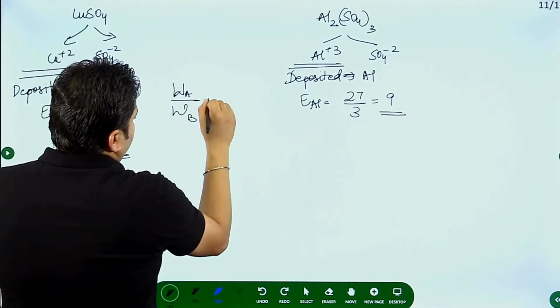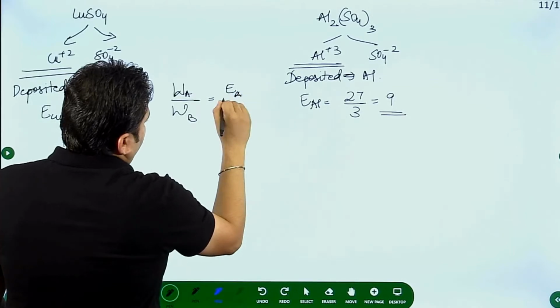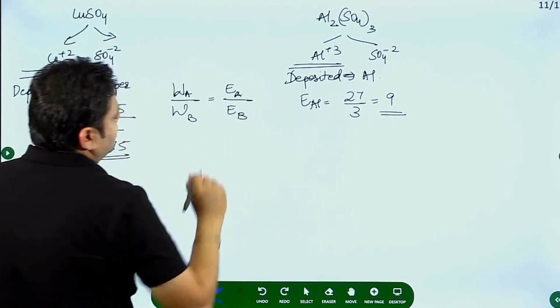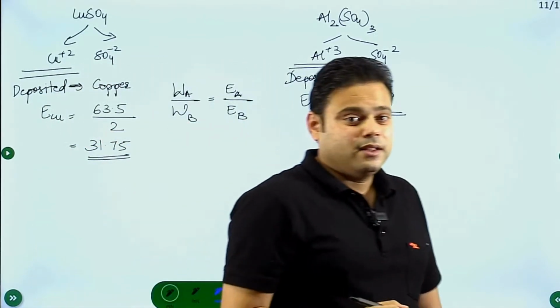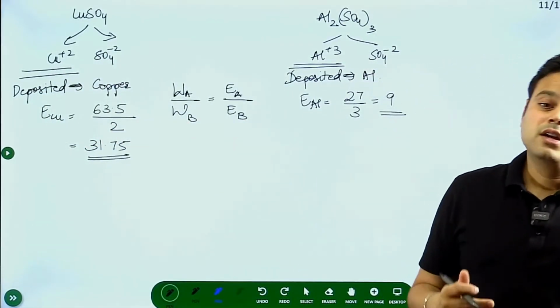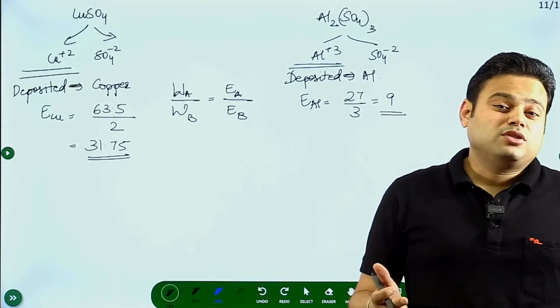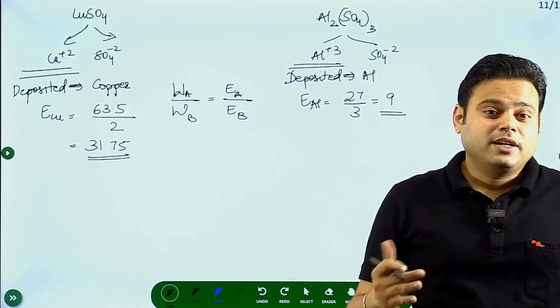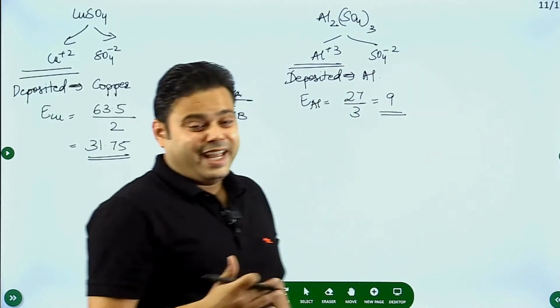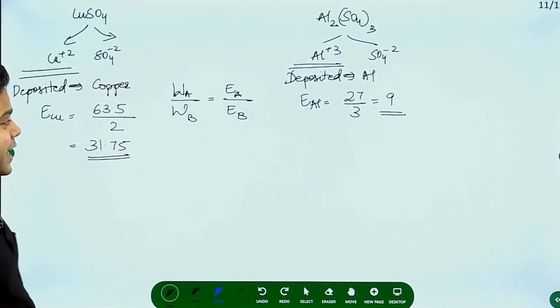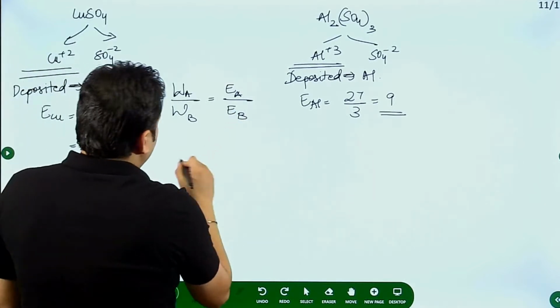WA/WB is equal to EA/EB, where WA is the weight of the substance A, that is the chemical which is going to lead to the deposition of an element. WB is the weight of another chemical B. EA is the equivalent weight of A and EB is the equivalent weight of B.